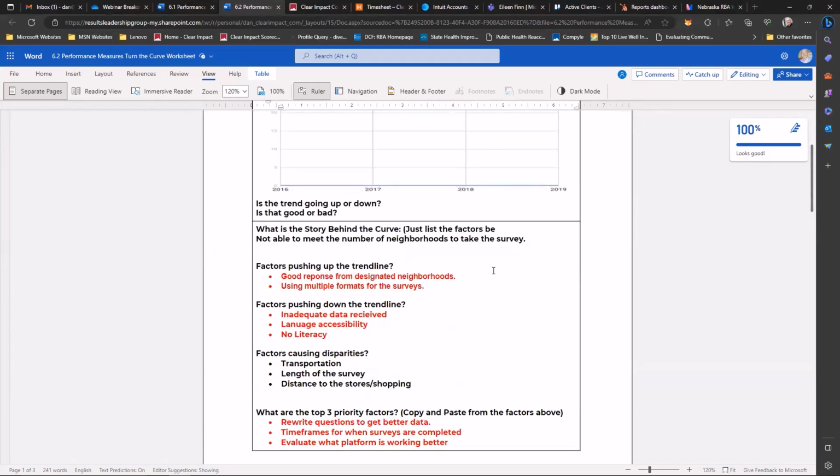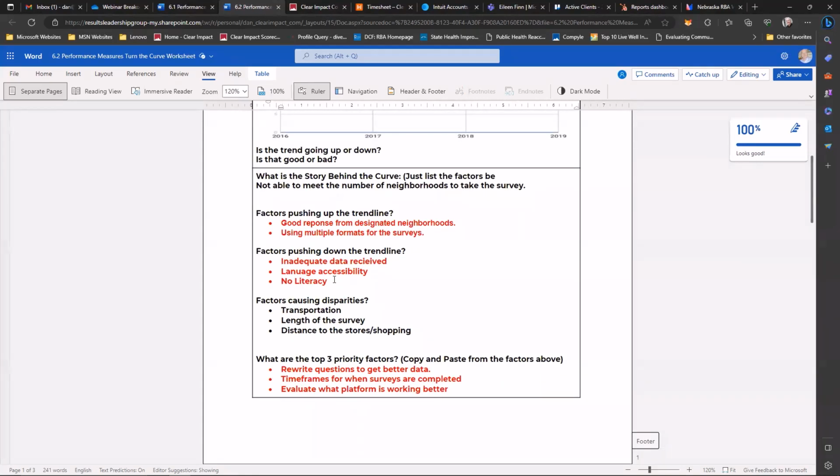Okay, from some desert neighborhoods, we did get good results. And using the multiple formats potentially got some better surveys. Factors pushing down, again, what inadequate data received, that's the issue. It's not a factor. The factor is maybe language accessibility, literacy issues, and then the literacy issues would actually be one of the factors causing disparities. And well, maybe the length, distance, whatever.